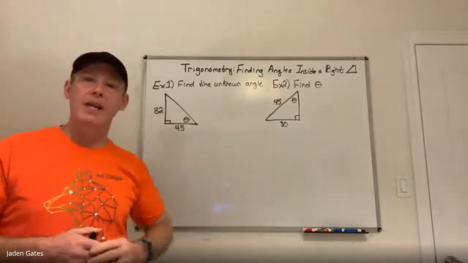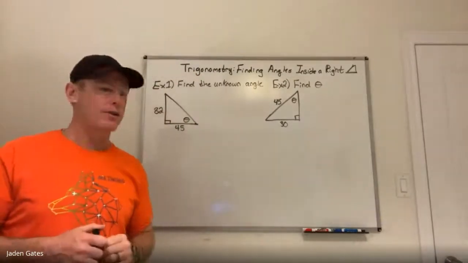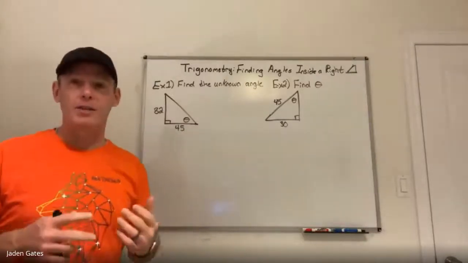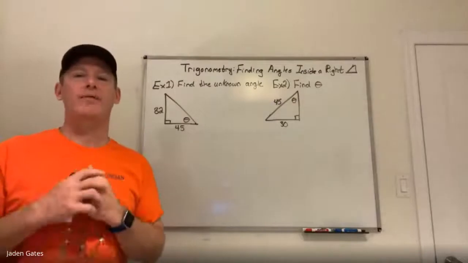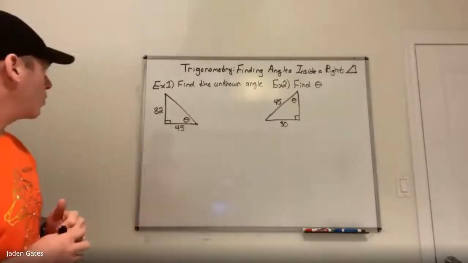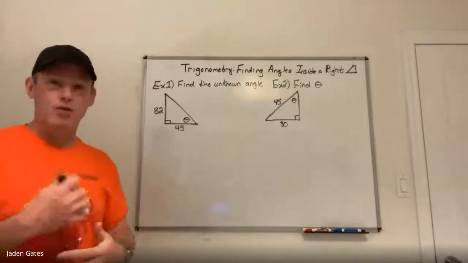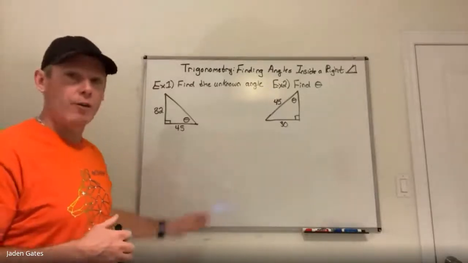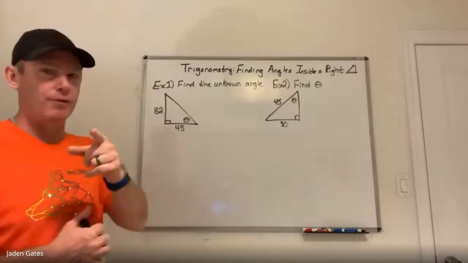Here we're looking at finding the angles inside of a right triangle. And if you had no problems figuring out the sides, the steps are almost the same except for the ending. So if you did struggle with finding the length of the side of a triangle, this is also a good review because again, the steps are the same except for the ending.